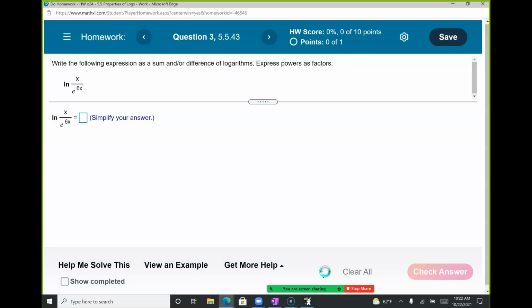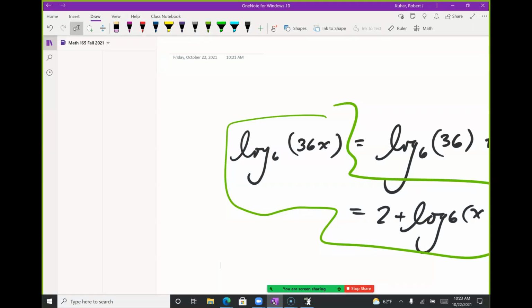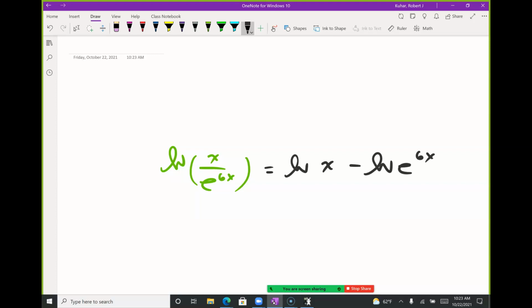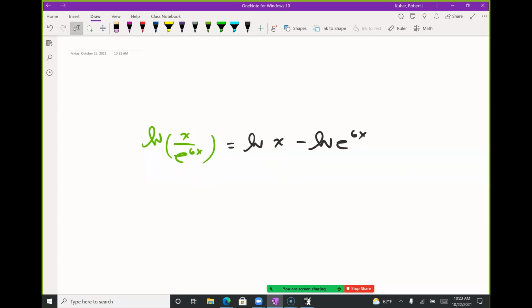Here's one. Let's do ln of x over e to the 6x. Now I have another property that's going to come into play here. I didn't really prove that one yet, but we'll see what happens. First of all, I can see I'm dividing, so I get ln of x minus ln of e to the 6x. And I had this property that if I have an exponent in the argument, that exponent can come out front as a multiplier. So ln of x minus 6x ln of e.